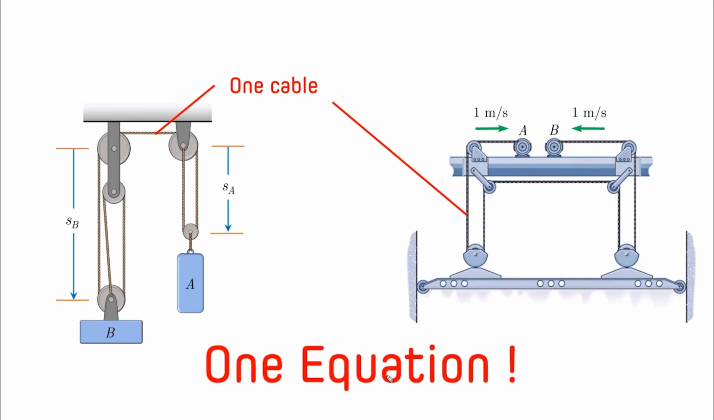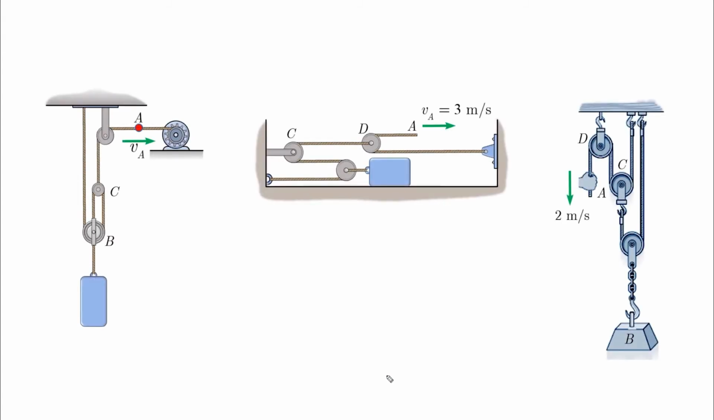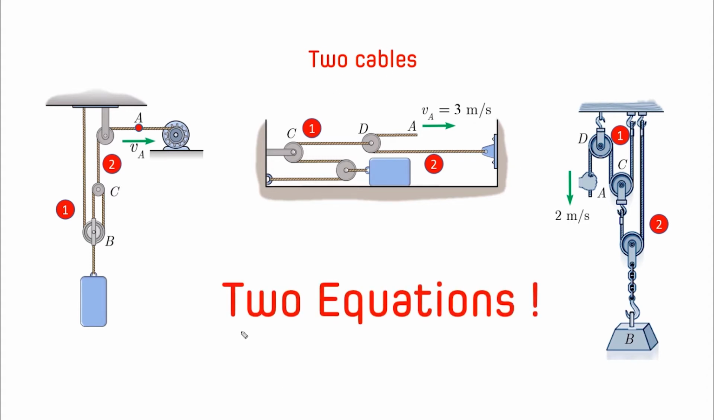And here are some examples of two cable systems. On the left side, this is cable 1, cable 2, and also here cable 1 and cable 2. And note that if we have two cables, this means that we need two equations, one equation for each cable.